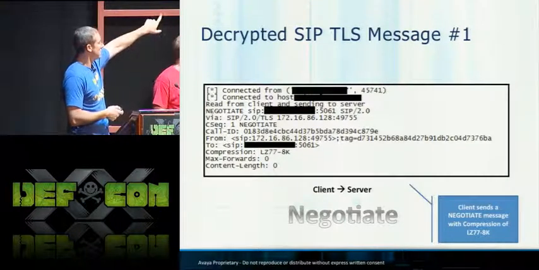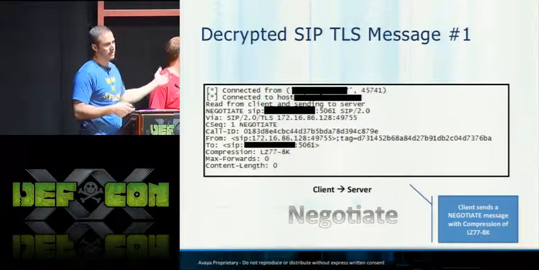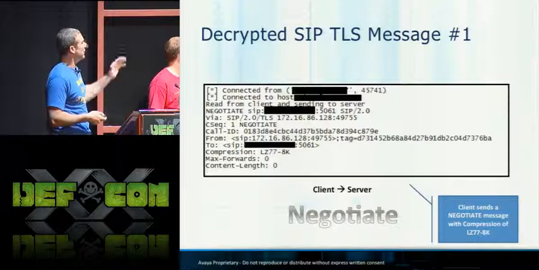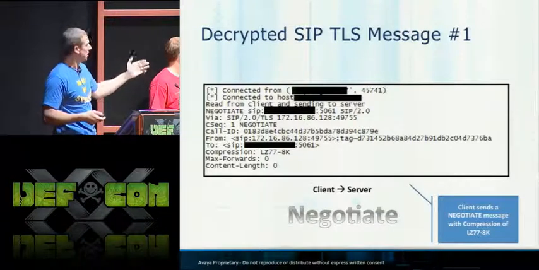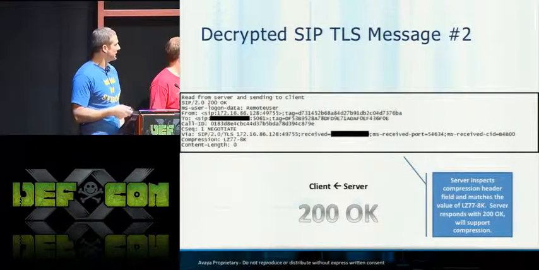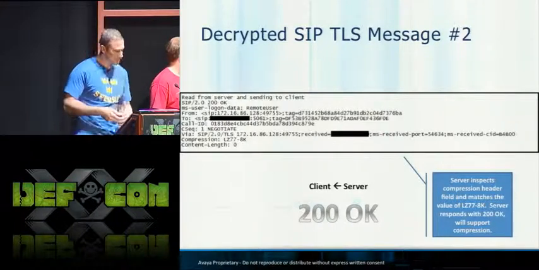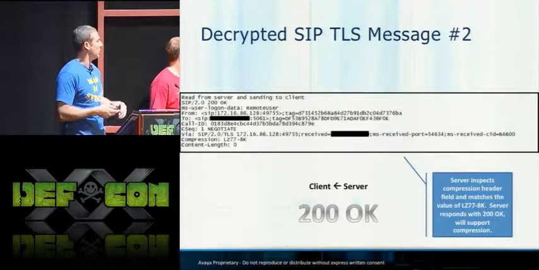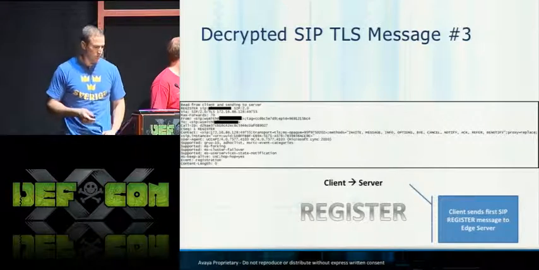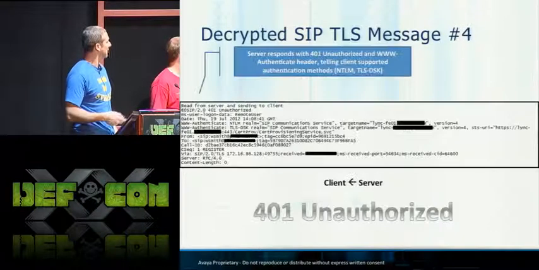But here's the first message. It's basically a negotiate, and it's negotiating the compression of LZ77 8K. It's the only value that can be used. So we can play with turning off that negotiation or that compression algorithm so that we can actually see the SIP message once we get the 200 OK. The Microsoft Edge server inspects the compression header, matches it, and then responds with 200 OK that it will support the compression. Then the third message out of the 8 is the first register message sent by the Lync client. This is always a part of the application flow.